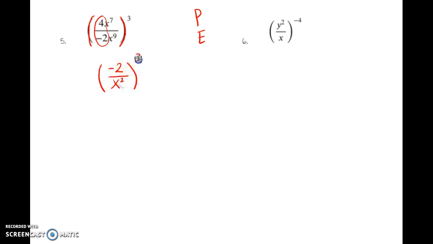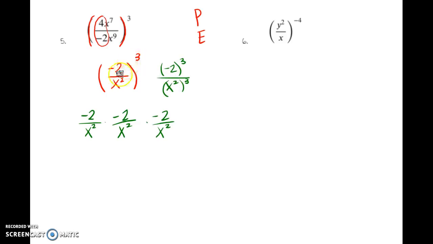Then that can be what you cube. And that just makes it a little bit easier. We've done some simplifying before expanding it out. So then when I want to expand it, I would do negative 2 over x squared times negative 2 over x squared times negative 2 over x squared. Or really what you're doing there is negative 2 cubed, and then you're doing the denominator, x squared cubed.